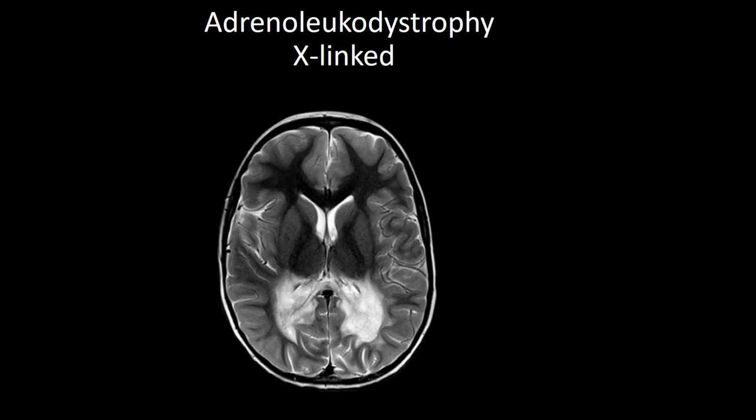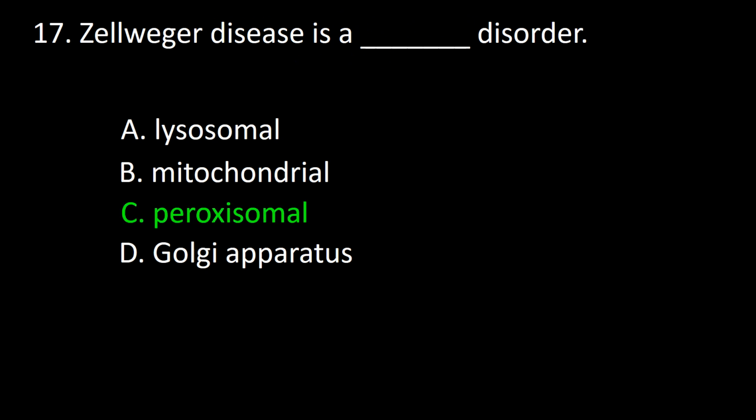This is an MRI of a patient with X-linked adrenoleukodystrophy. Notice that the white matter abnormality has a posterior distribution. This finding is not pathognomonic but is highly suggestive of adrenoleukodystrophy in the right clinical setting. So the answer to this question is C.